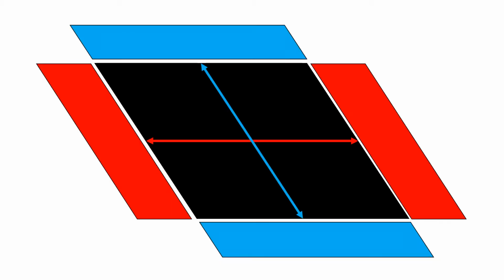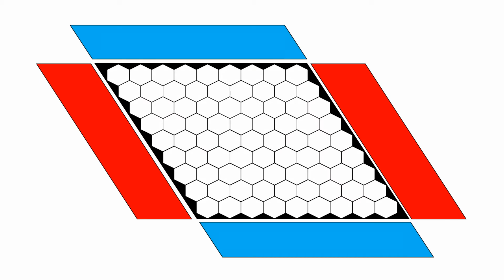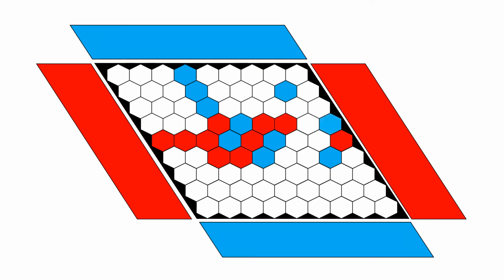The aim of the game is to connect the opposite sides of a parallelogram. The parallelogram is made of hexagons. There are two players taking turns claiming hexagons. Only one hexagon can be claimed per turn, and in this case the players are red and blue, and red always claims first. The game ends when two sides are connected and a tie is impossible.